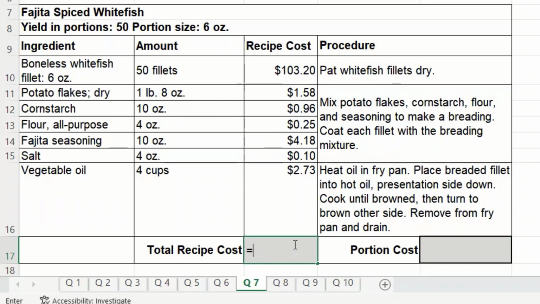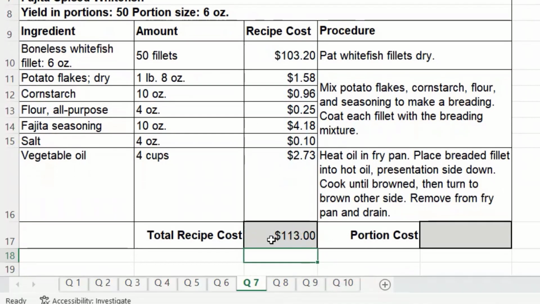Okay. So the total recipe cost, let's go ahead and sum this up here. Total recipe cost is $113. Now, in order for us to get our portion cost, we see our portion cost up here. We will take our total recipe cost and divide it by the 50. And we get $2.26 per portion of the whitefish.